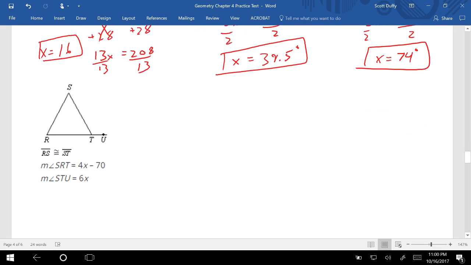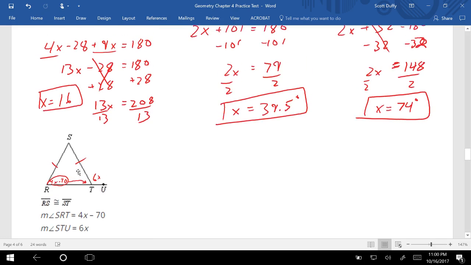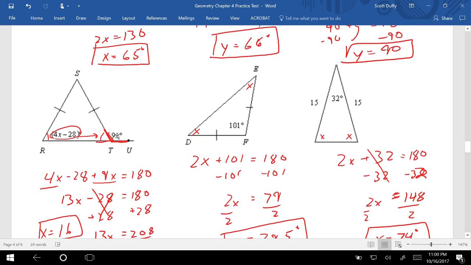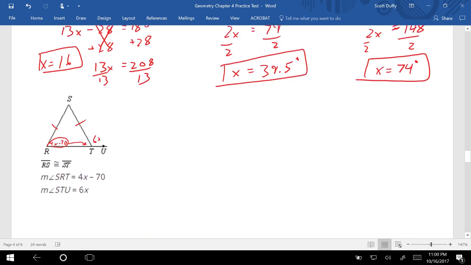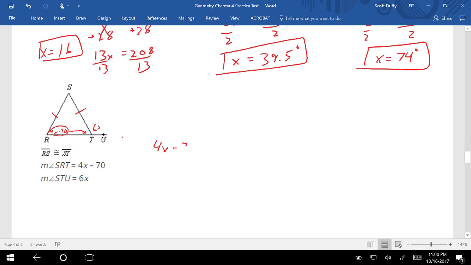Okay, so SRT. SRT is 4x minus 70. And we know that RS equals ST, so we know this side equals this side. If this is 4x minus 70, then this is also 4x minus 70. And then STU, that is 6x. So this is done very similar to this, where you set them up equal to 180, taking their sum.